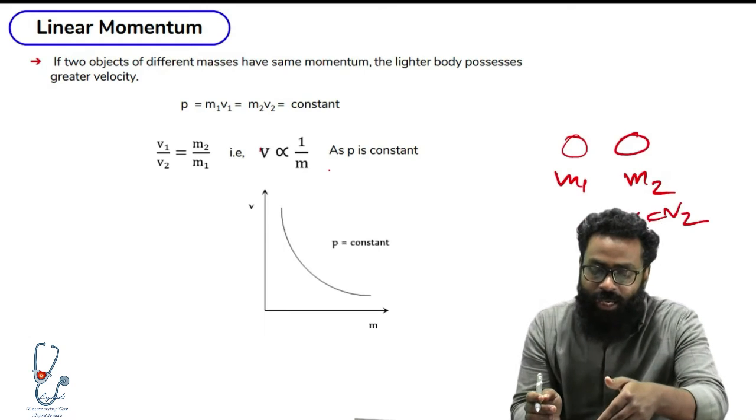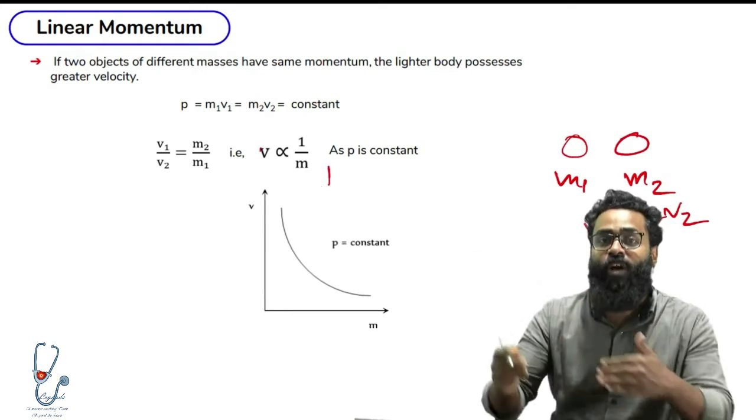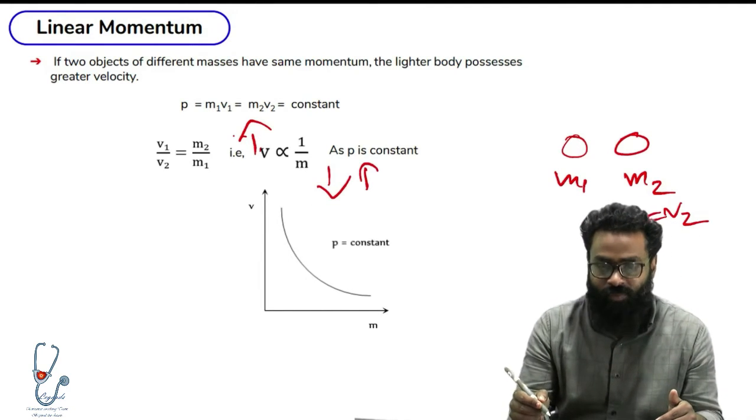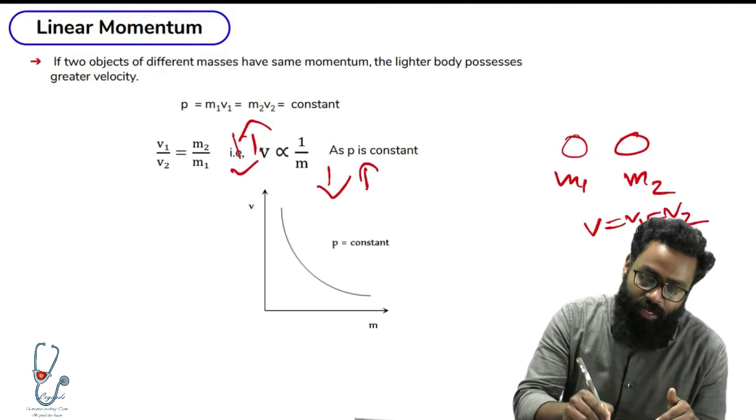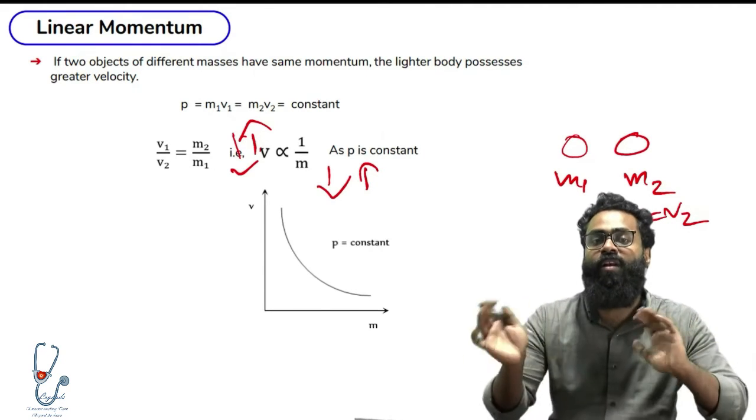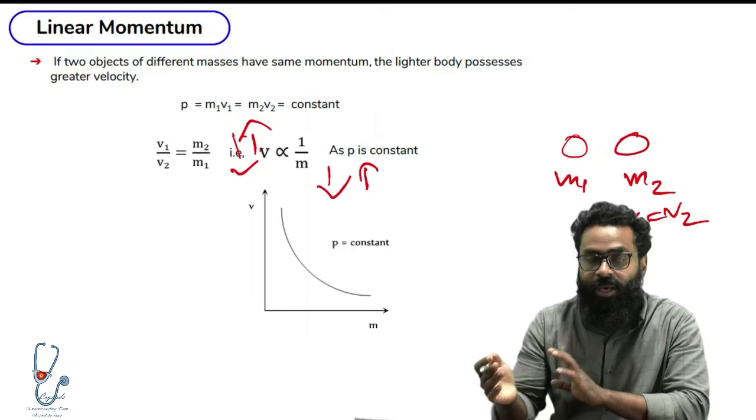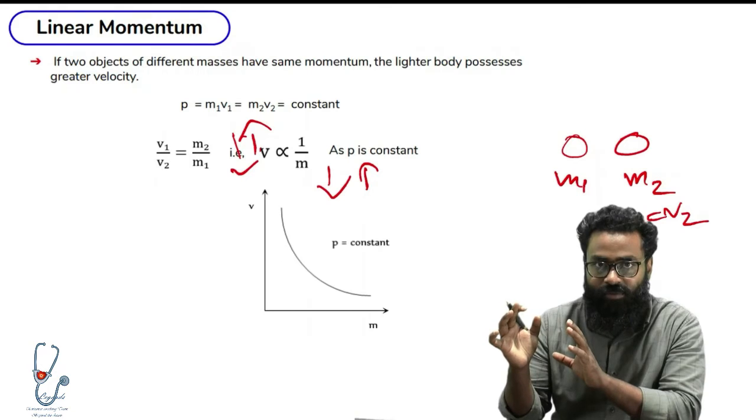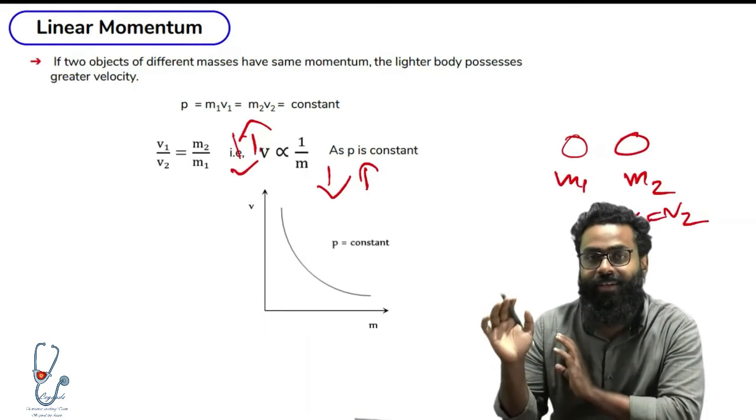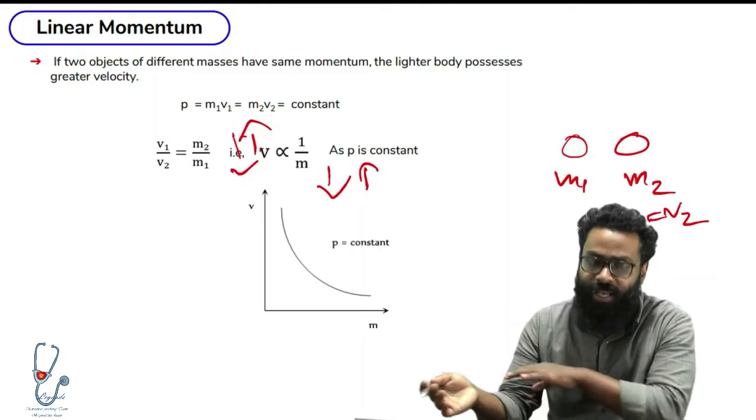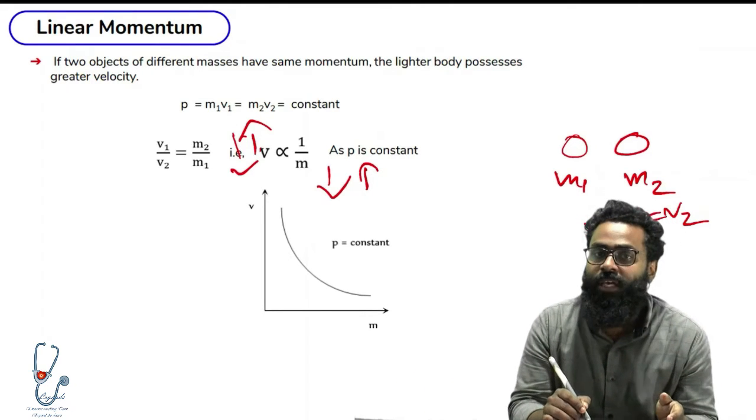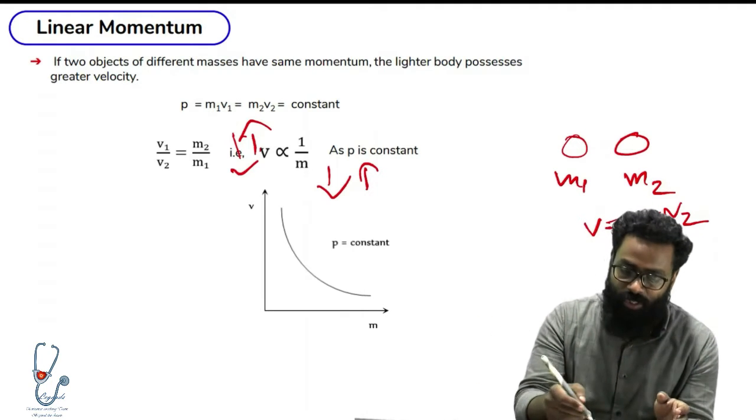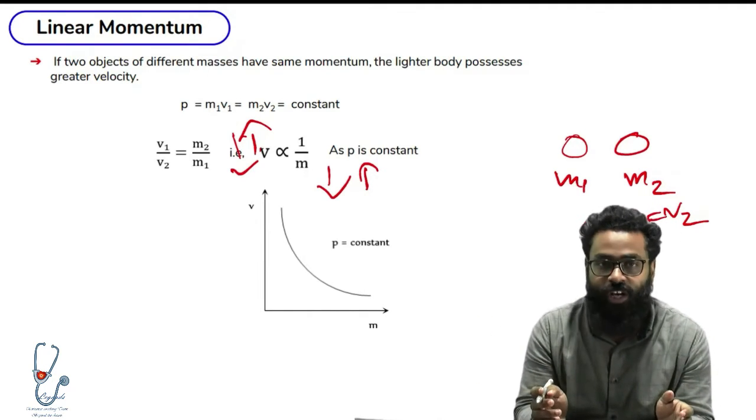That means a lighter body possesses a greater velocity. When mass decreases, velocity increases. When mass increases, velocity decreases. There is an inverse relation between velocity and mass. A heavier body has a lower velocity, and a lighter body possesses a greater velocity. The graph of velocity and mass, where P is a constant, gives an inverse relation between the two.